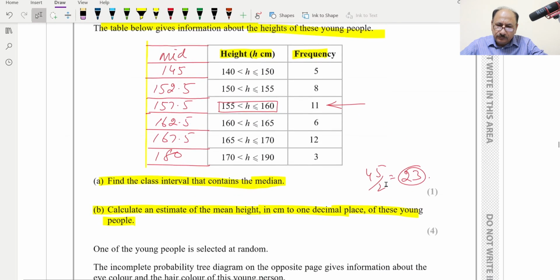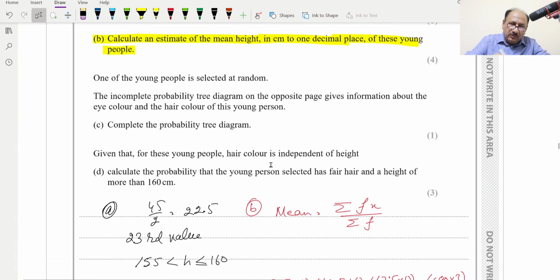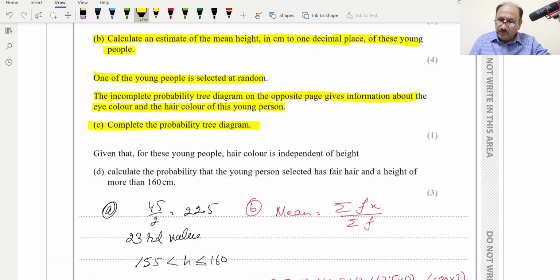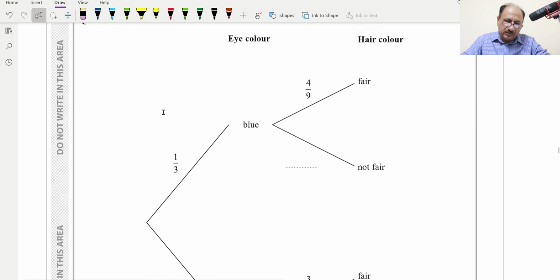Now next is what? One of the young people is selected at random. The incomplete tree diagram on the opposite page gives information about the eye color and the hair color of this person. Complete the probability tree diagram. This is a 1 mark question. Easy, we just have to complete this tree diagram.